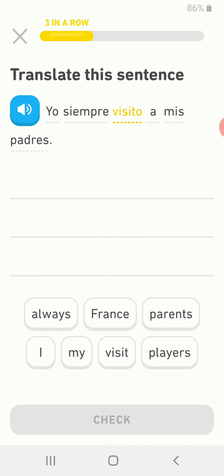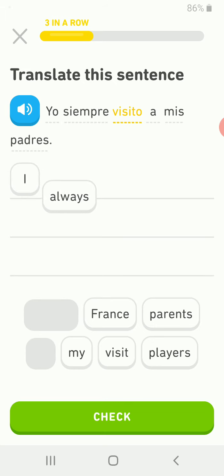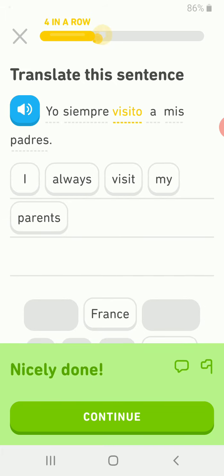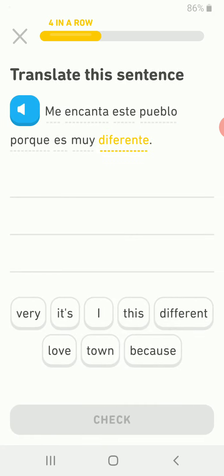Yo siempre visito a mis padres. Yo siempre visito. Visito. Visito, ¿ya? Yo siempre visito a mis padres. Padres, parents. So I always visit my parents. A mis padres. So the a is very important here. So it means that I always meet with my parents.